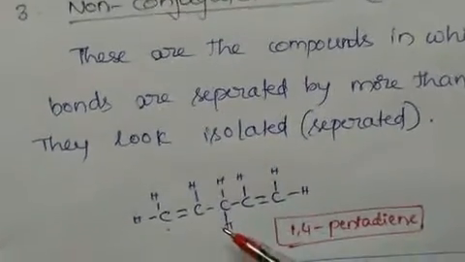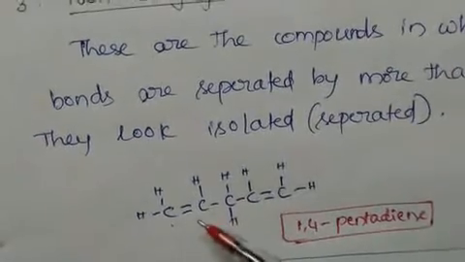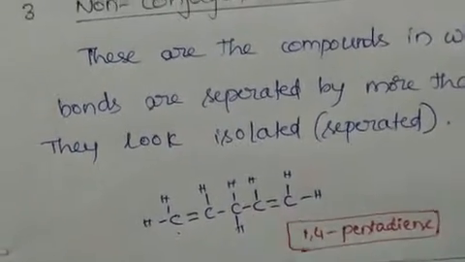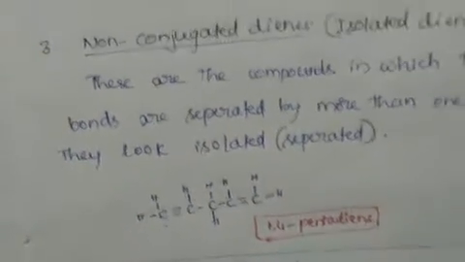So the name of this compound is 1, 2, 3, 4, 5 carbons, penta. 2 double bonds, diene. 1,4-pentadiene. Let us see one by one again.